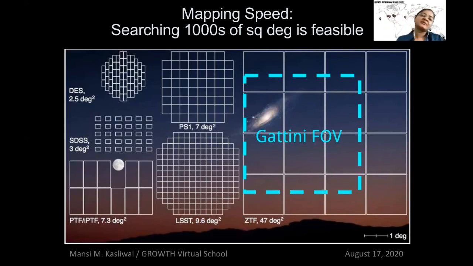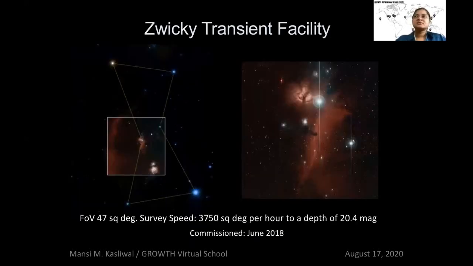The biggest camera that we have right now in the optical is the Zwicky Transient Facility, which is a whopping 47 square degree camera. What that allows us to do is imagine just stepping outside and looking at the Orion constellation. In one shot, you can get the full belt, the sword, the Horsehead Nebula in just 30 seconds. So if you can image such a big piece of sky so quickly, that means you can survey something like 3,750 square degrees every hour. And you run out of sky to observe in just a few hours.